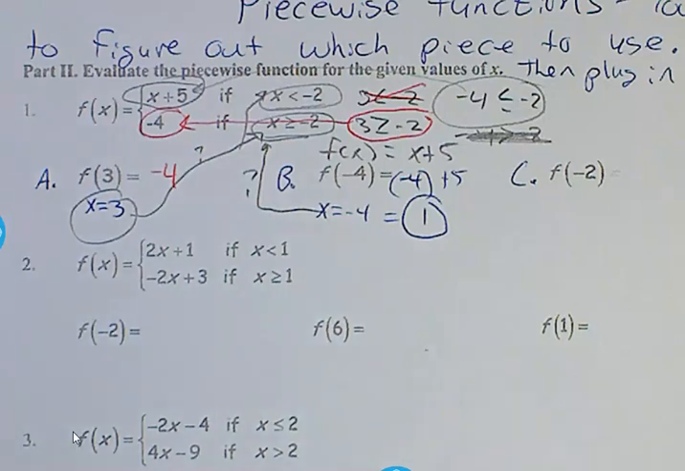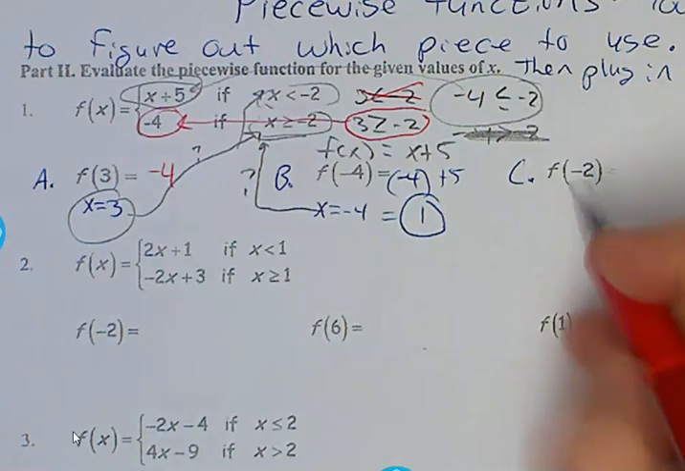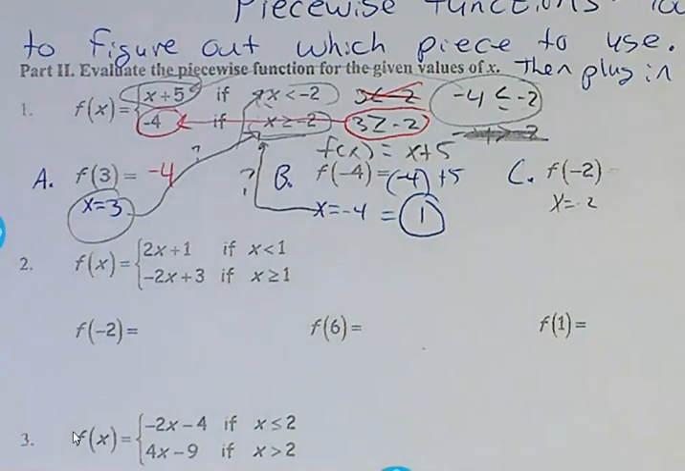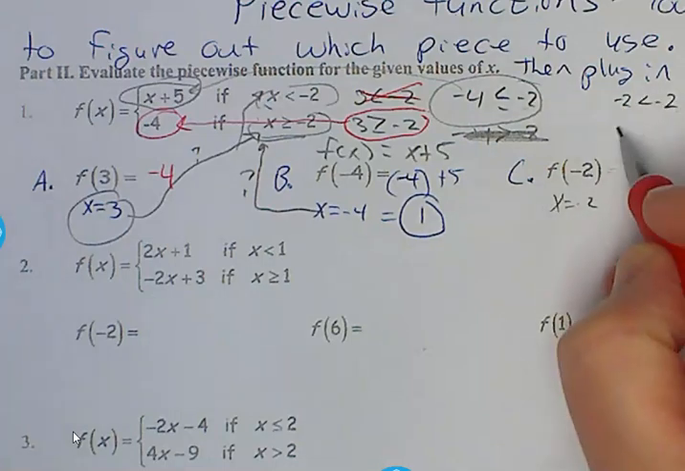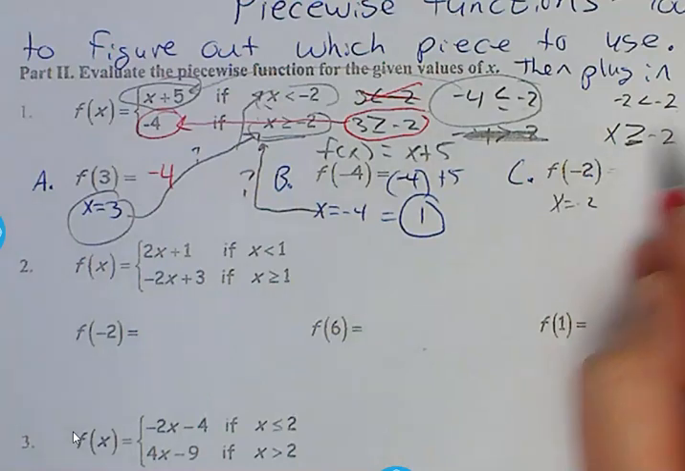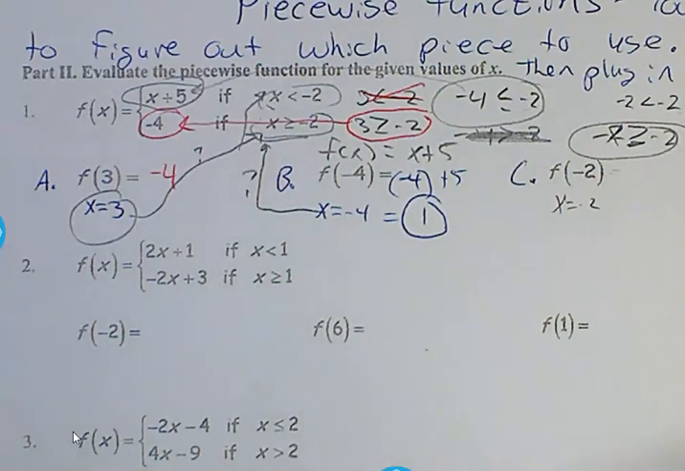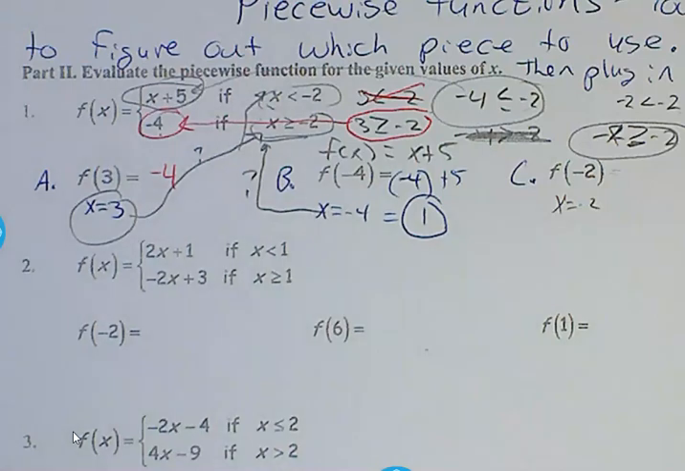Okay, so for the last one, there's negative 2, and I've written all over this, so it's kind of hard to see. But negative 2. So is negative 2 less than negative 2, or is negative 2 greater than or equal to negative 2? So negative 2 is not less than. And some people are like, well, it's not greater. No, but it is the equal part. So that means negative 2 is going to fit into this one. And again, there's nowhere to plug it in, so this answer is just negative 4.